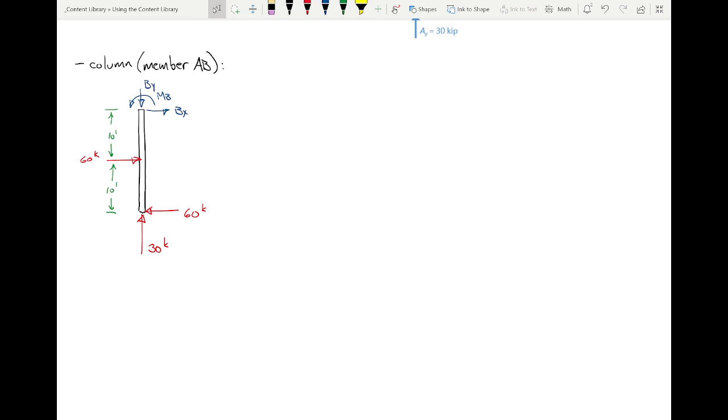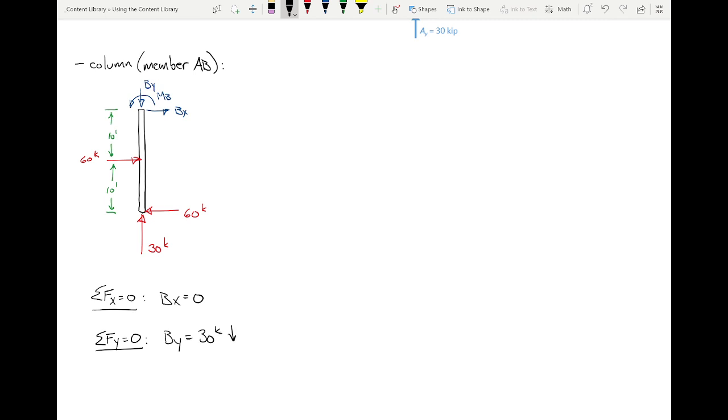So help me out. If I sum forces in the x direction, what is Bx? 0, right? I got 60 to the left, 60 to the right, Bx is 0, okay? Now, if I sum forces in the y direction, what am I going to get as By? 30 kips going down.